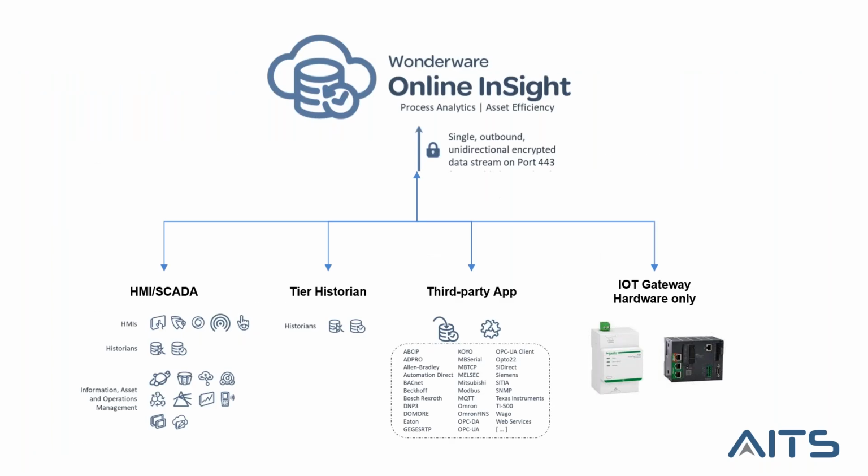Regarding the communication, we have 4 methods of communication. We can connect Insight to an HMI or SCADA, like InTouch Access, InTouch Standard, or Scitec, to connect through a tiered Historian, or any third-party application using OI Server. The 4th method is IoT Gateway. To show that, we will start from the last one, the IoT Gateway.